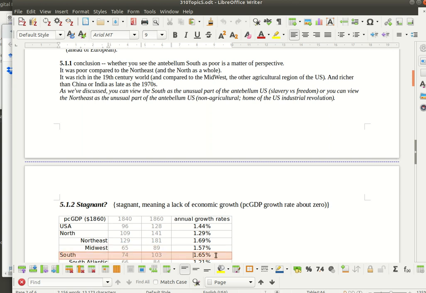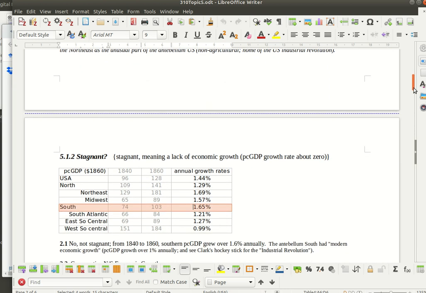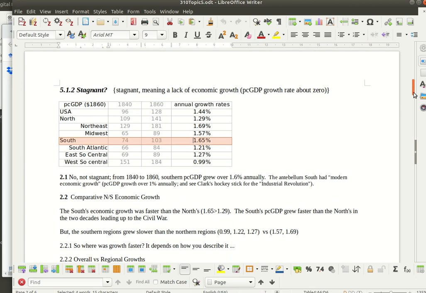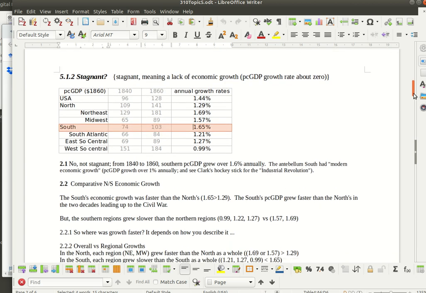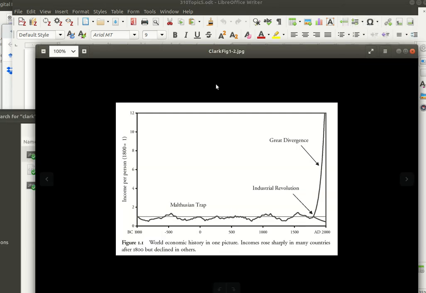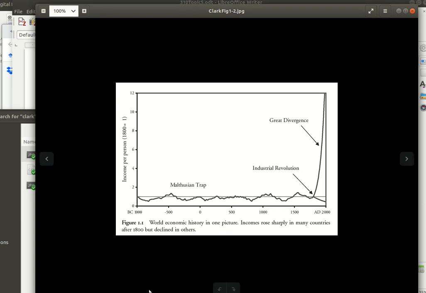The South's per capita GDP grew at an annual rate of 1.65% per year in the 2 decades before the Civil War. That is not a stagnant economy. And if you remember Greg Clark's hockey stick picture, World Economic History in one picture, let's get that up real quick. Pause. There, I hope you can see Clark's figure, World Economic History in one picture, that famous hockey stick.